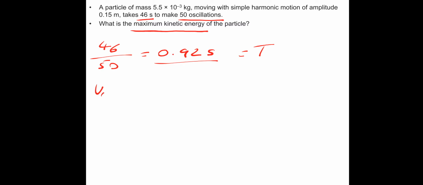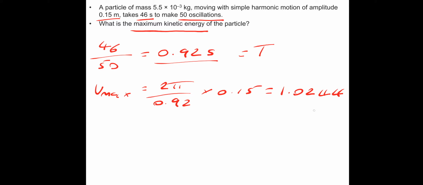So we can get max velocity now, or max speed. Vmax is omega A. Omega, we're going to use 2 pi over T. So 2 pi divided by the time period, 0.92, multiplied by the amplitude, 0.15 meters. So that gives a Vmax of 1.0244 meters per second. Again, I've used 5 significant figures this time, because it's an intermediate calculation.